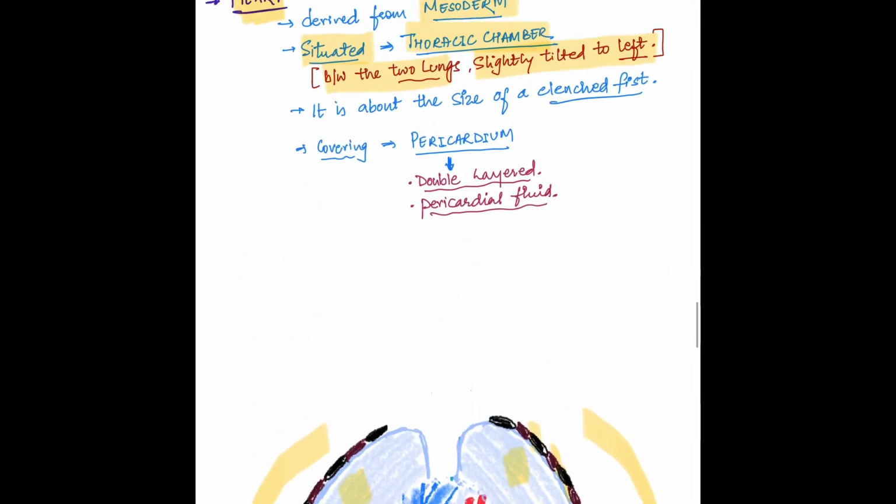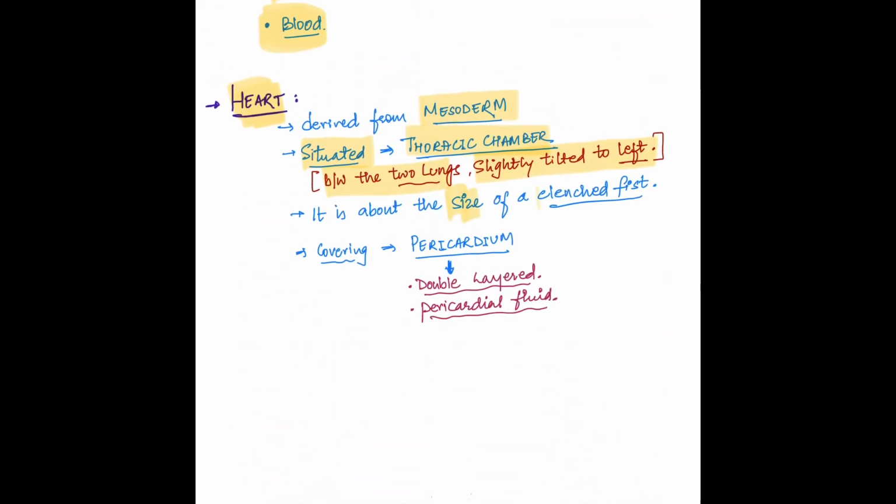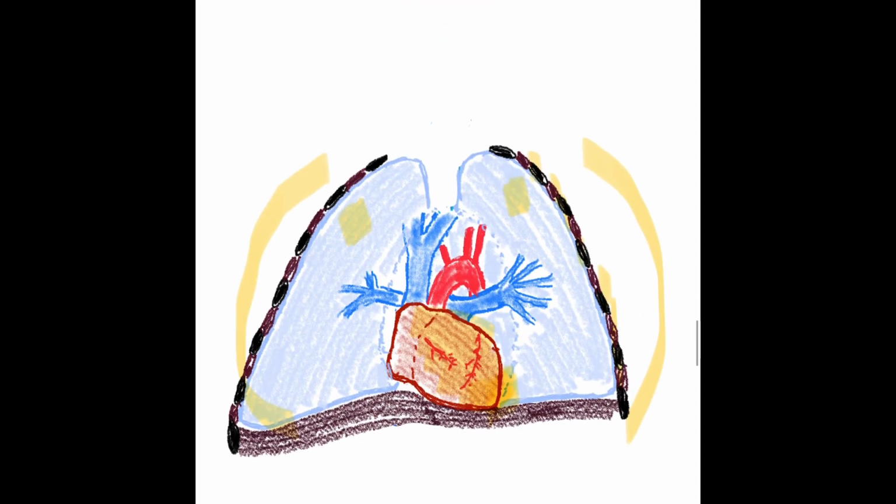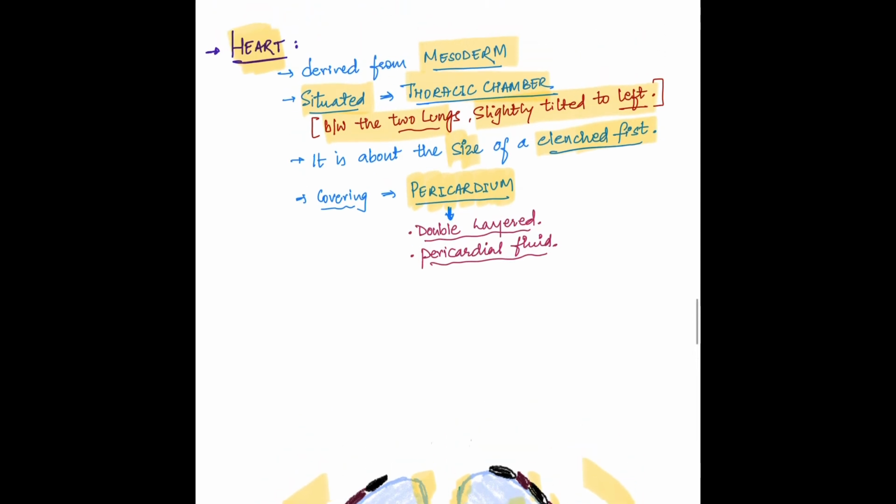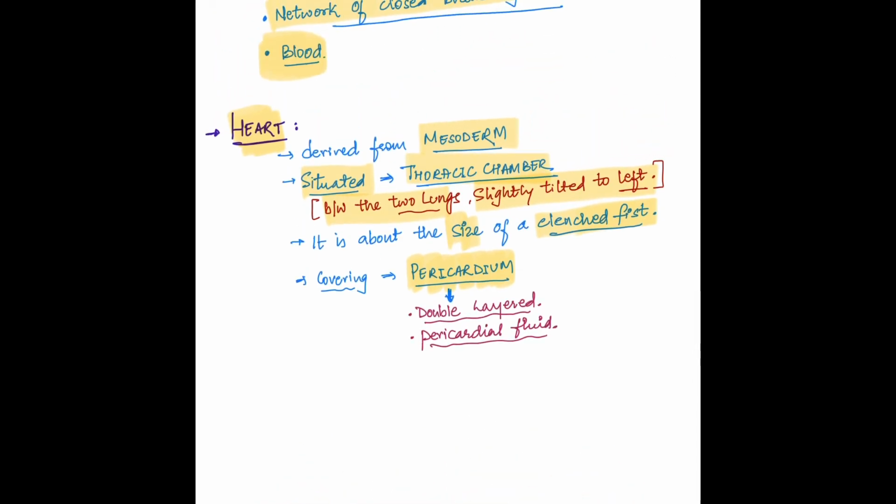The size of the heart is about the size of a clenched fist, and the heart has a covering which is called the pericardium. In the chapter of breathing we had seen that the lungs also have a covering which is called pleura, and the pleura was made up of two layers, outer pleura and inner pleura. Similarly, the covering of the heart, that is the pericardium, is also double layered, and there is fluid between the two layers called pericardial fluid.